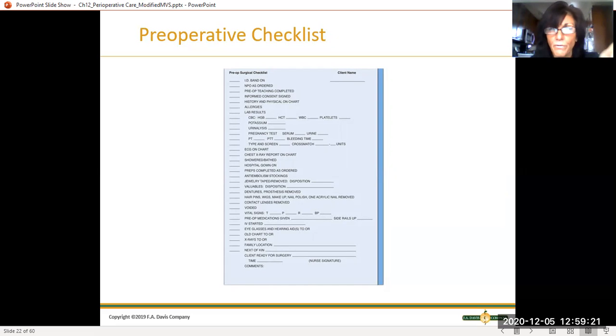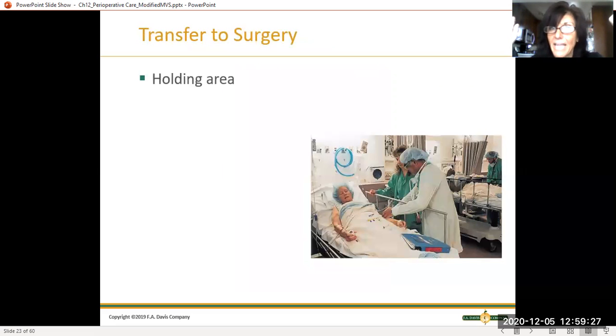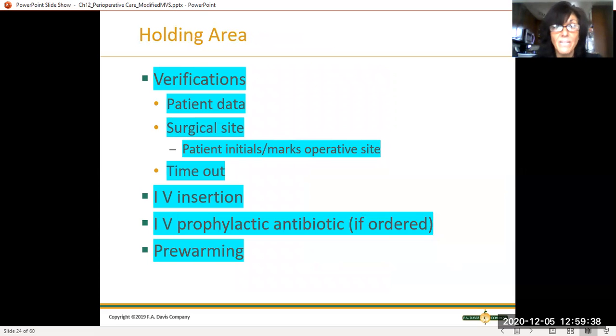And there, of course, are different versions, but this is the basic information that is in every single one of them. Okay. Then they get transferred to the holding area. This poor little lady's waiting for surgery. Looks like she's talking to her anesthesiologist and the OR nurse, maybe. And what happens in the holding area?